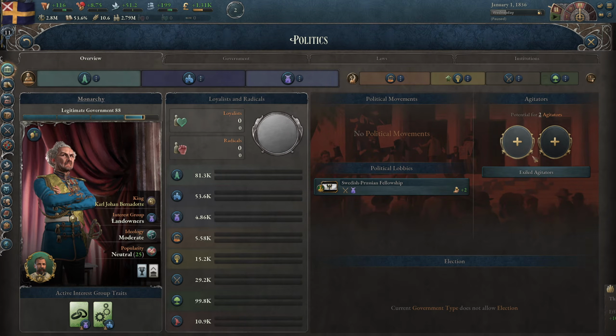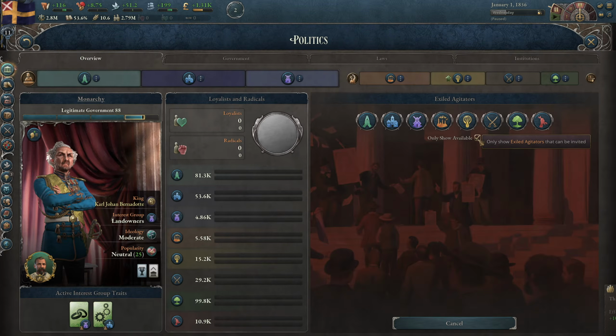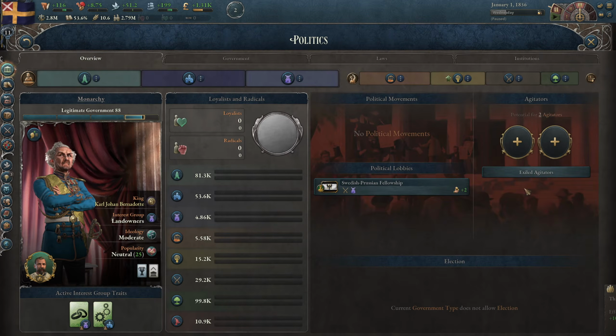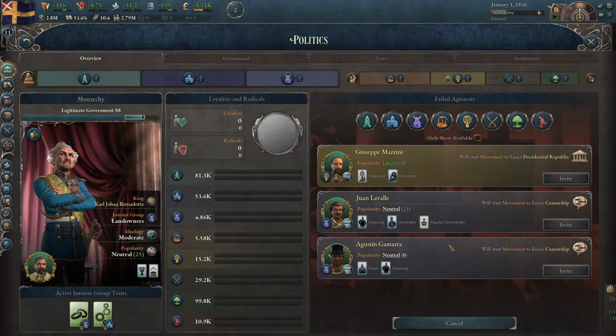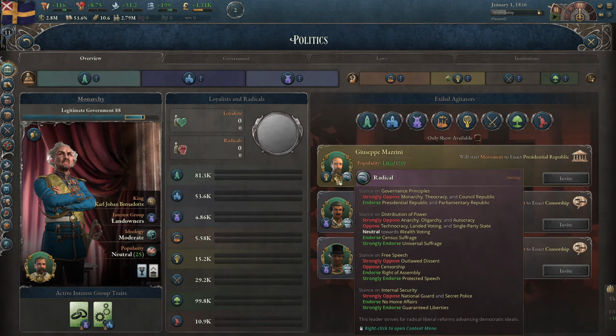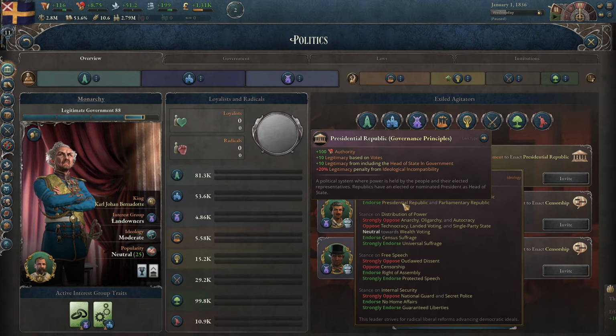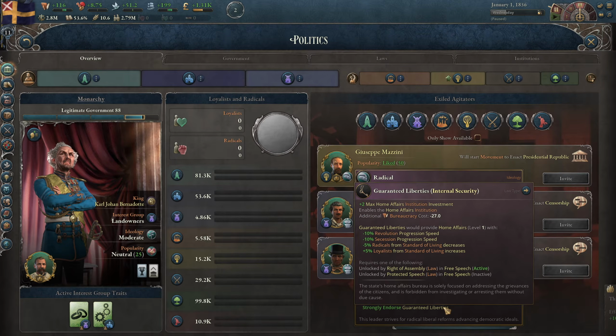Then we have agitators as well. Do we want to take a look at this? Maybe. You can get agitators and they can start a political lobby in your country. So sometimes you get an agitator that you don't like. You want to try to exile these. Sometimes there are agitators that you really like. At the start you have Giuseppe Mazzini, for example. He is part of the intelligentsia, and he is a radical. He wants to change the country where he is into a republic. They want universal suffrage, protected speech and guaranteed liberties.